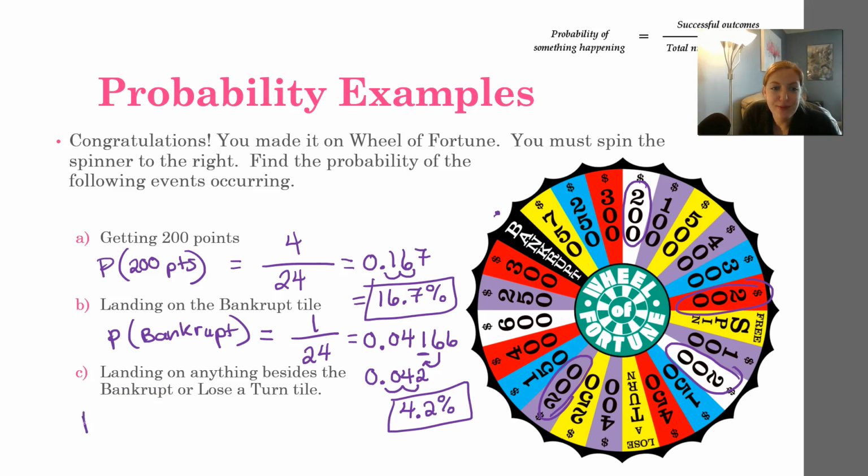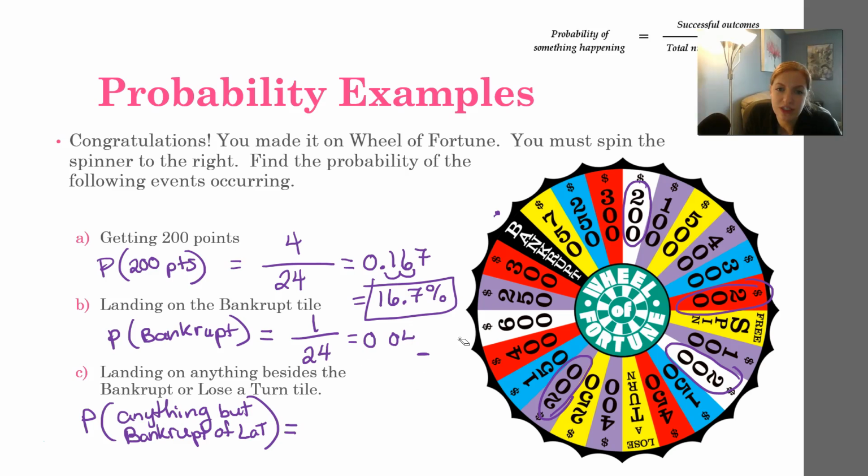Let's look at the probability of landing on anything but bankrupt or lose a turn. I'm going to abbreviate that just because we're running out of space. So I'm going to go ahead and erase this real quick just to get it out of our way. Okay, so how many tiles are there that are not bankrupt or lose a turn?